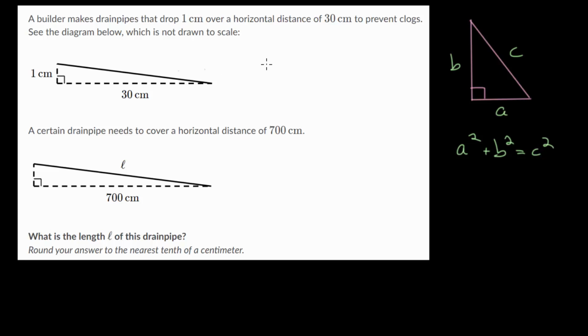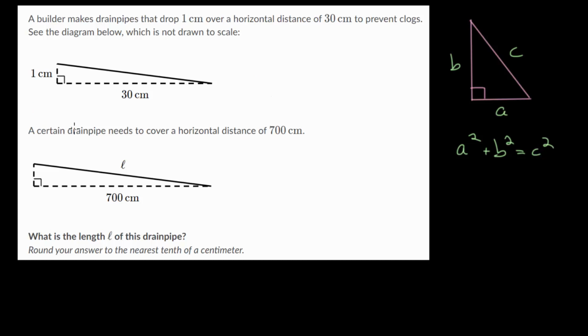So let's look at one more of the advanced word problems that deal with the Pythagorean theorem. And I've copied down the Pythagorean theorem here, the relationship between the sides of a right triangle. So in this problem, a builder makes drain pipes that drop 1 centimeter over a horizontal distance of 30 centimeters to prevent clogs. And this diagram below is not drawn to scale, but we essentially have this scenario where if it drops 1 centimeter, then we have a 30 centimeter increase horizontally. Or in other words, every 30 centimeters, it's going to drop 1 centimeter.